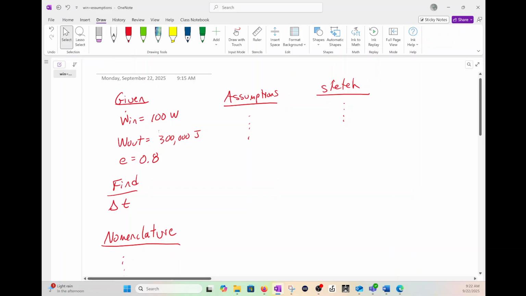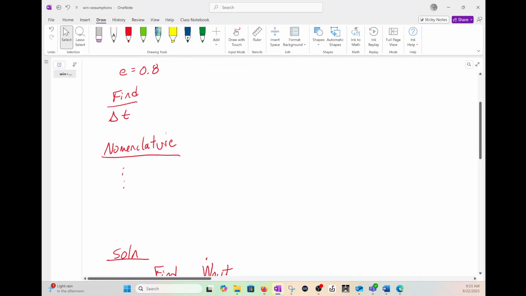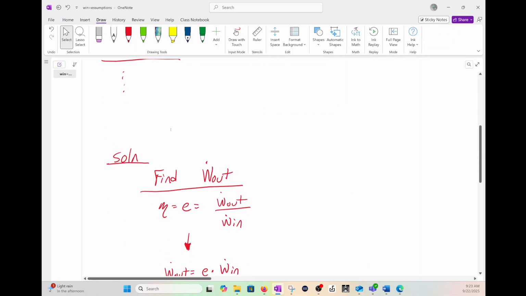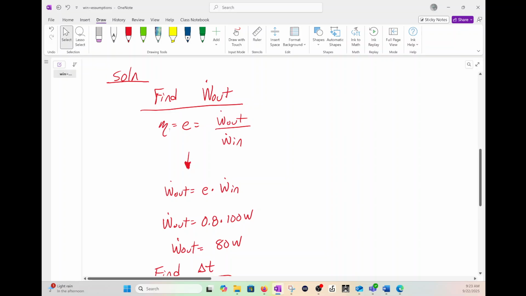Excuse me, sorry about that. Okay, so givens, find, assumptions, sketch, nomenclature are all at the top. Okay, then what you do is you get to the solution, and this is where you have to have headings.